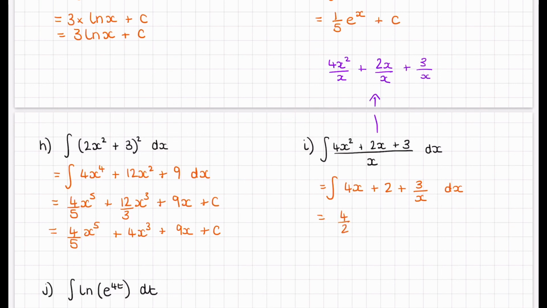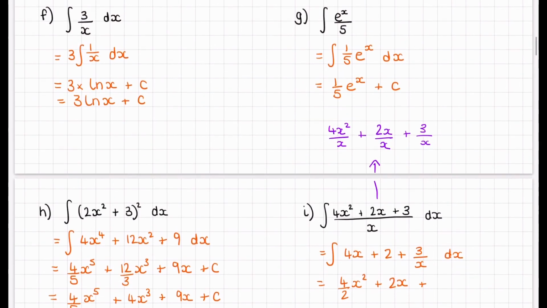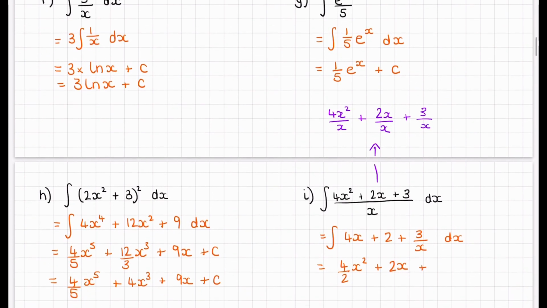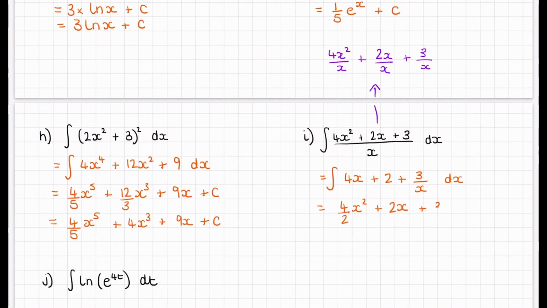So remember, when it doesn't have a power, it's a 1, so if we add 1, it will be 2. Constant, you add the variable in, and now 3 on x, just like with the one above, we actually had that here in part F, we had the 3 on x, and we know the integral of that becomes 3 ln x, and then plus c, and then simplify. So we'll have 2x squared plus 2x plus 3 ln x plus c.